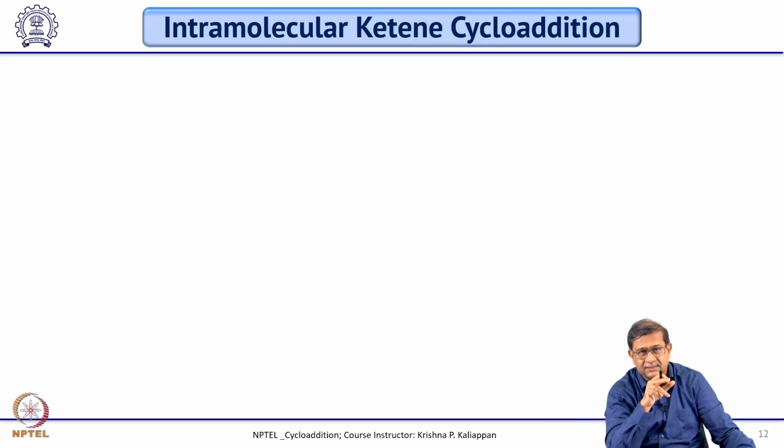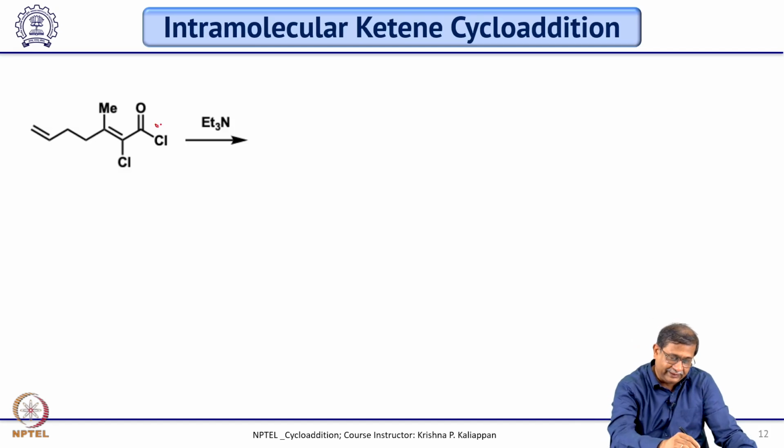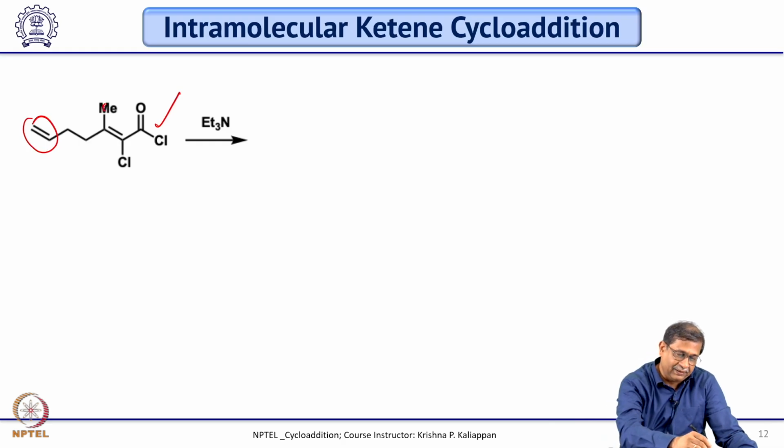So far what we discussed are all intermolecular ketene cycloadditions. Is it possible to have intramolecular ketene cycloaddition? That means you have to have an alkene and also a ketene precursor in the same substrate. So the ketene should be formed in situ and that ketene should undergo 2+2 cycloaddition with an alkene present in the same system. So for example, if you see here, you have an acid chloride and a double bond. Now if you treat with base, what will happen?